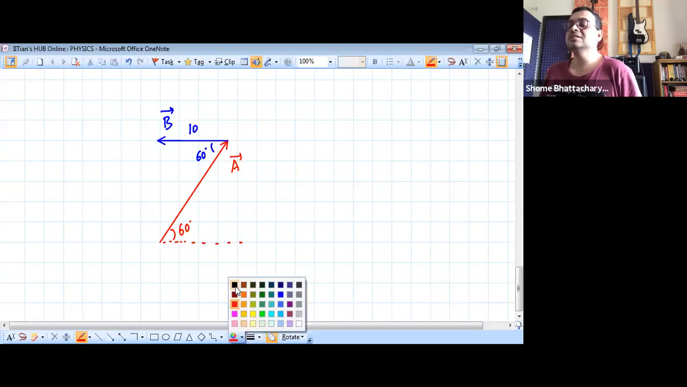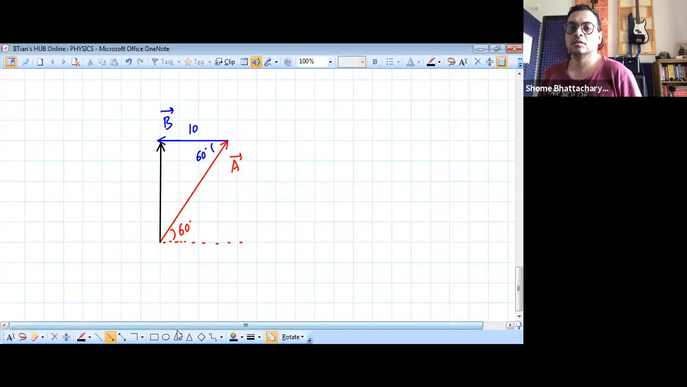Now what we want is that the resultant of A plus B should be like this. It should be along the y-axis. Because you are doing A plus B. So just think of how we do the sum of two displacements. See, any vector A like this, any vector B like this. How do we do A plus B? How do we do A plus B by triangle law?